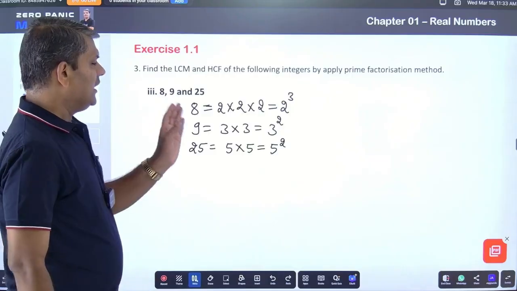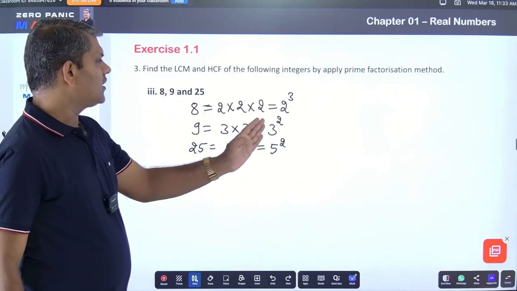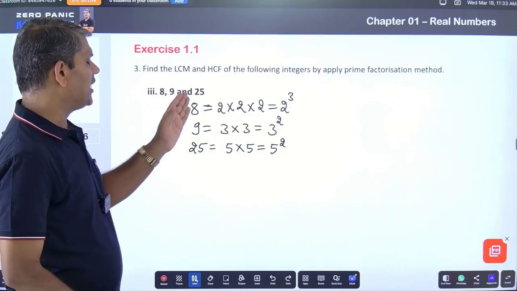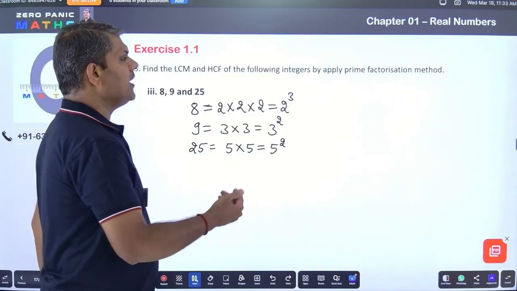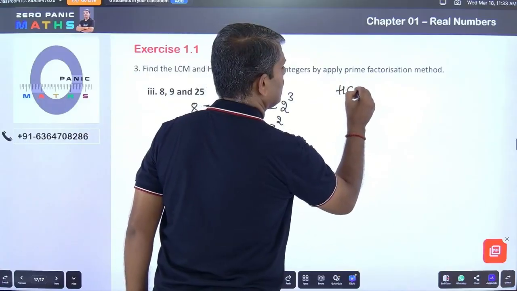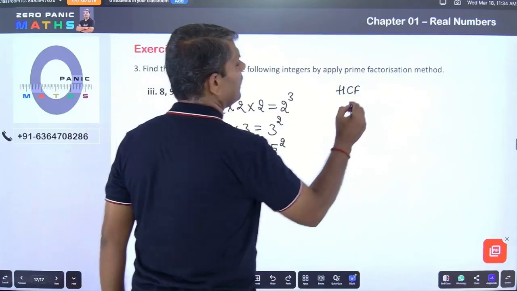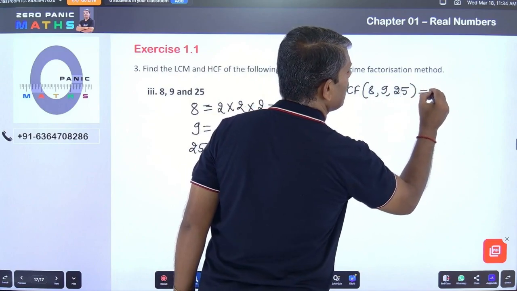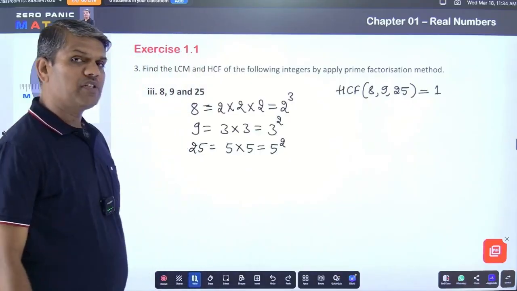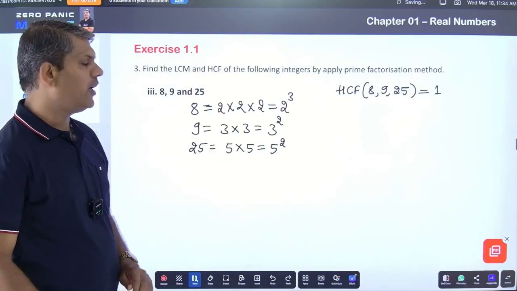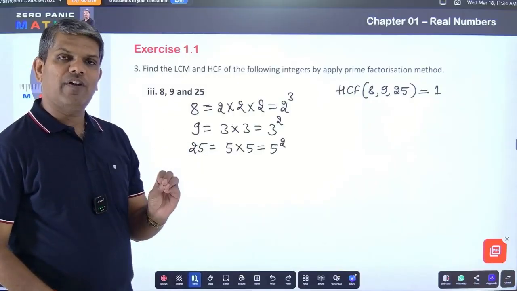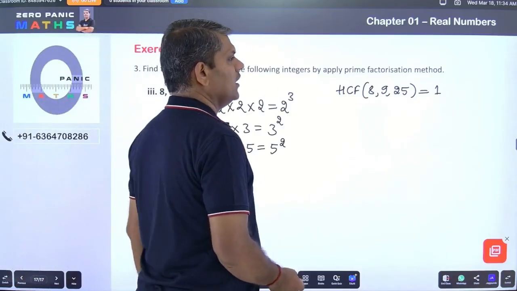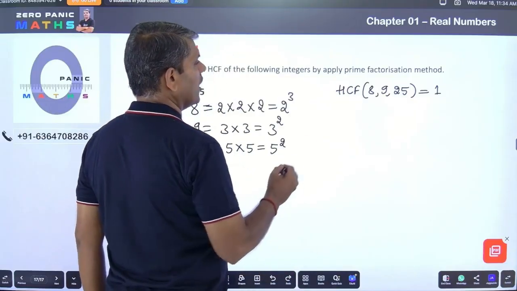If you observe, in all these prime factor representations, there is no common factor between 8, 9 and 25. So what will be the HCF? If there is no common factor, then HCF of 8, 9 and 25 is 1. Now why am I saying 1? Because there is no common factor. HCF requires the common factors with lowest powers. So if there is no common factor, it means HCF is commonly 1.